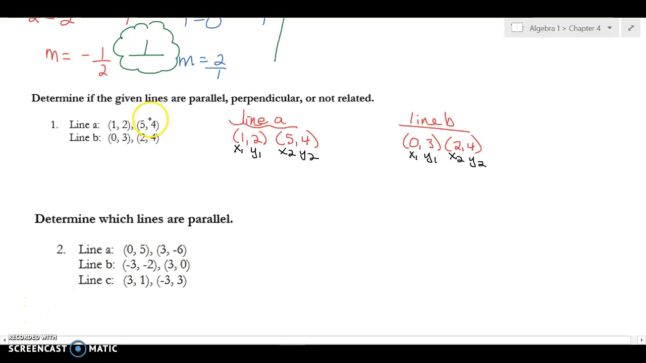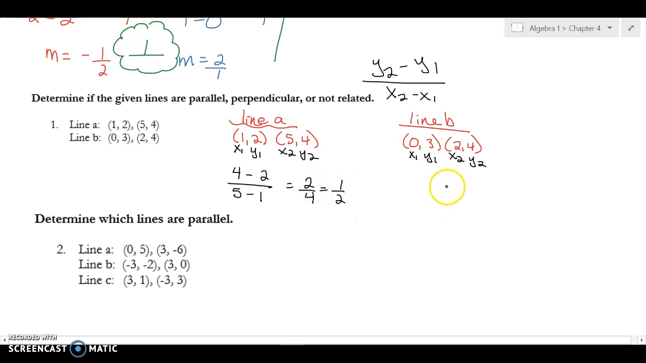Okay, the first thing you should have done was label x1 and y1. Then I'm going to use my slope formula, which is y2 minus y1 over x2 minus x1. For line A, I get 4 minus 2 over 5 minus 1, which is 2 over 4, which reduces to 1/2. Now I need to do the same thing for line B to find my slope. So 4 minus 3 over 2 minus 0, which is also 1/2. These two slopes are equal, so these lines are parallel.